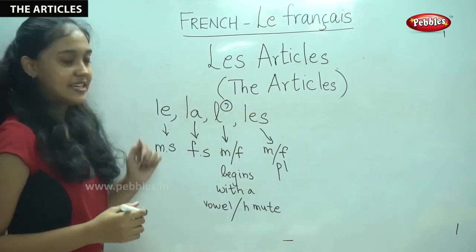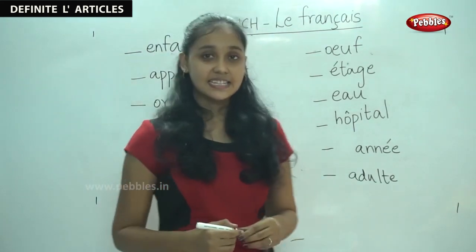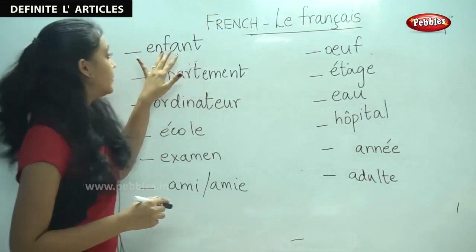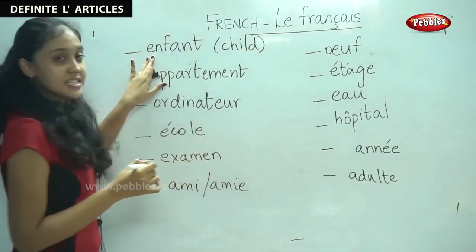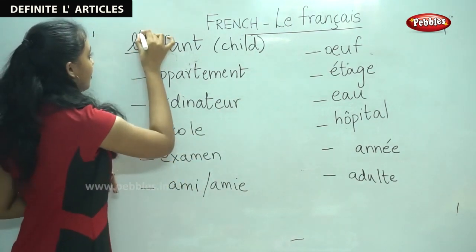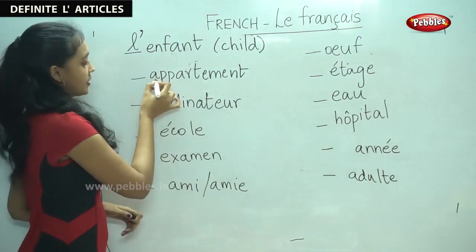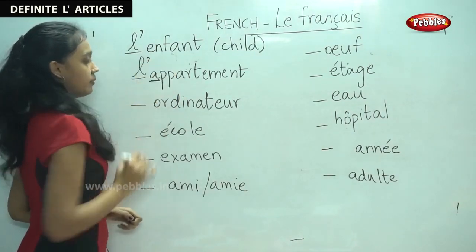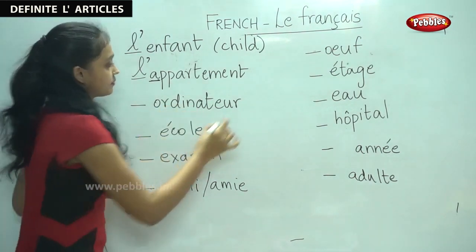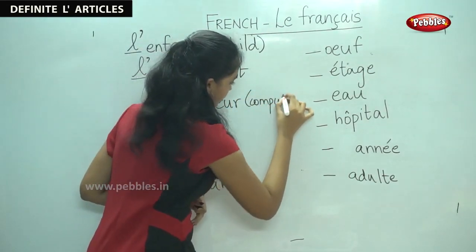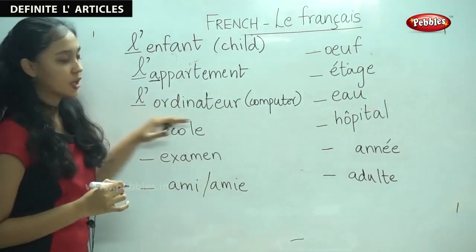So I hope you have understood the definite article. Now let us see some examples of nouns that take the article l apostrophe before them. For example, the word enfant, it means child. Since it begins with a vowel, we place l apostrophe. The next word is appartement. Since this also begins with a vowel A, we place l apostrophe before it. The next word is ordinateur. It means computer. Since it begins with a vowel, we place l apostrophe. We read it as l'ordinateur.